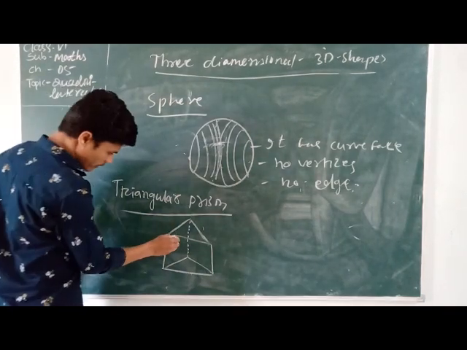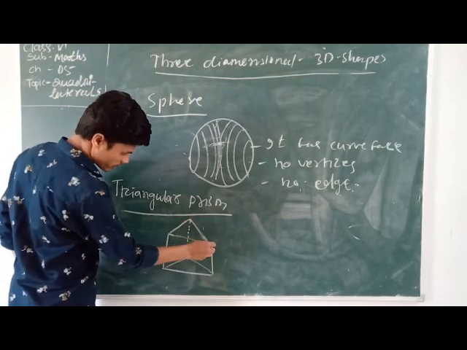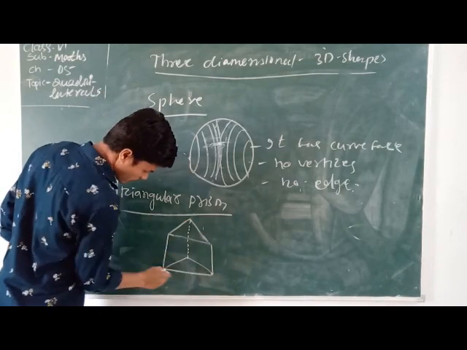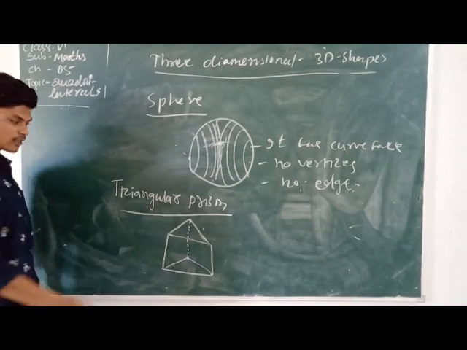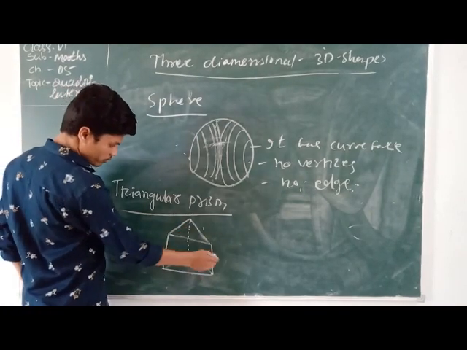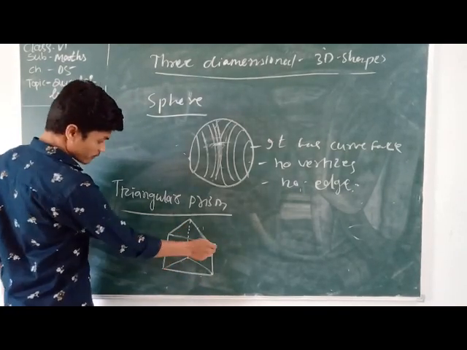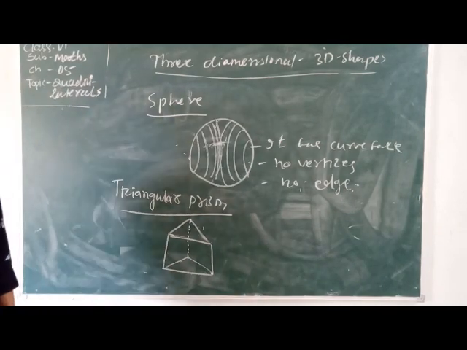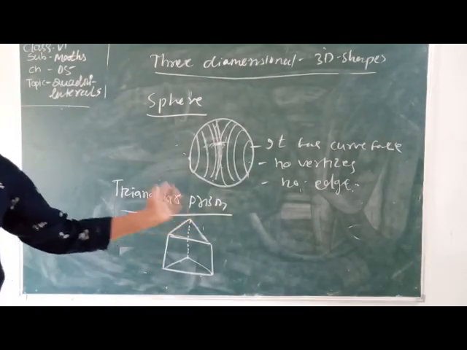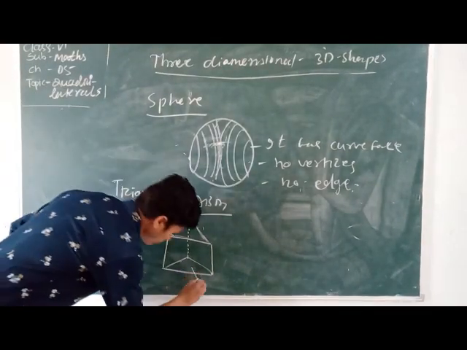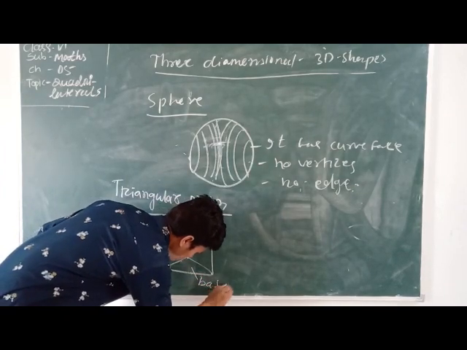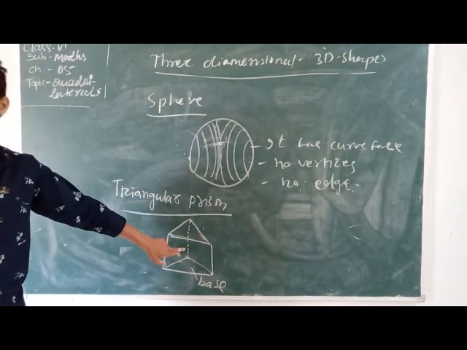How many vertices are there? Here, 9 vertices. And how many edges are there? 1, 2, 3, 4, 5, 6, 7, 8, 9 edges are there also. Also it has a base. What is the base? Here. It is called the base. Then this part is called a lateral face.